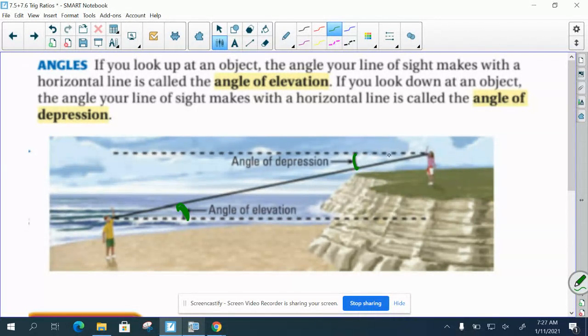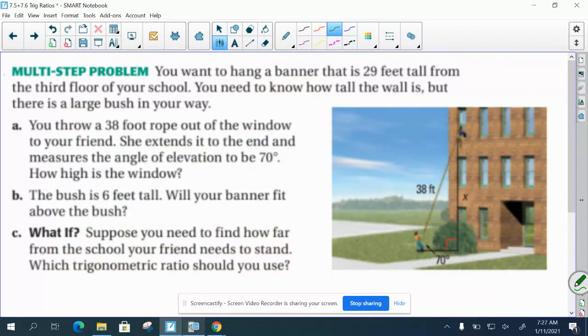Okay, so you can also draw the vertical, and then that would create a right triangle. You've got a right triangle where the horizontal is your adjacent, the vertical is your opposite, and the line of sight is the hypotenuse. Okay, so we'll set up this question.